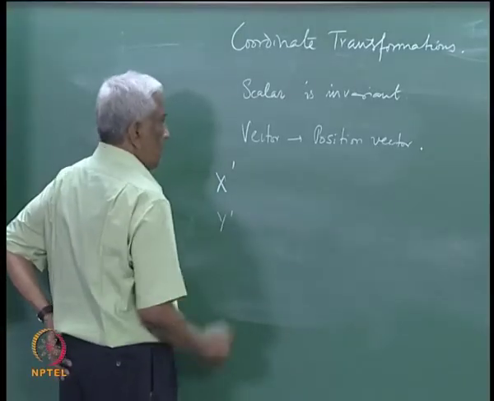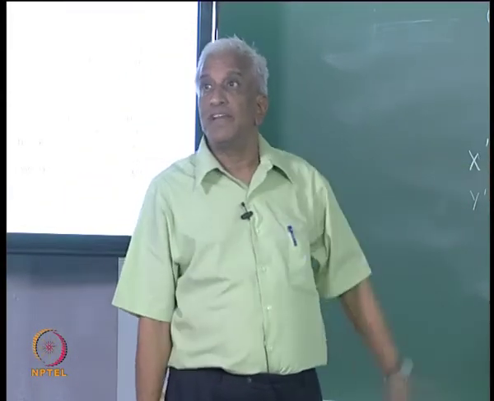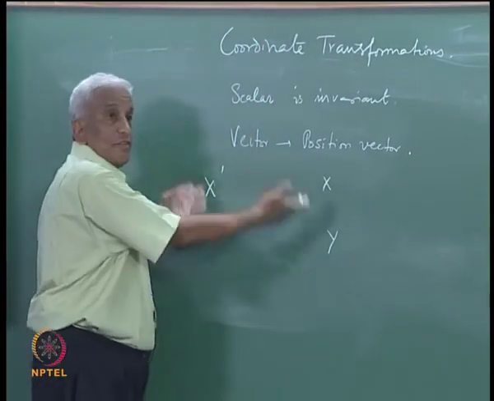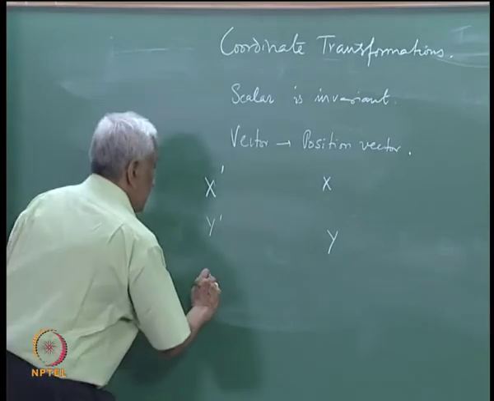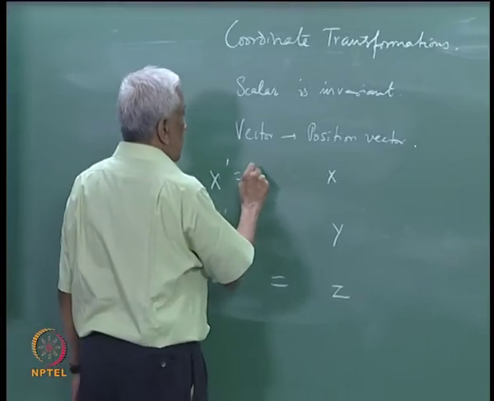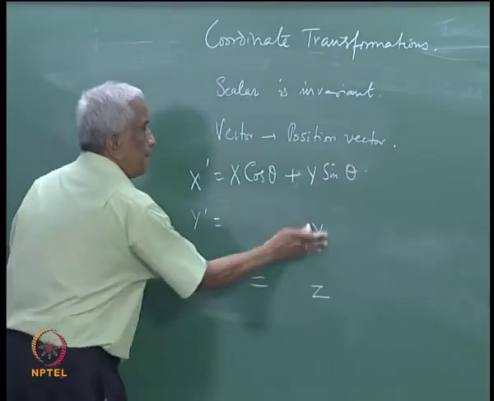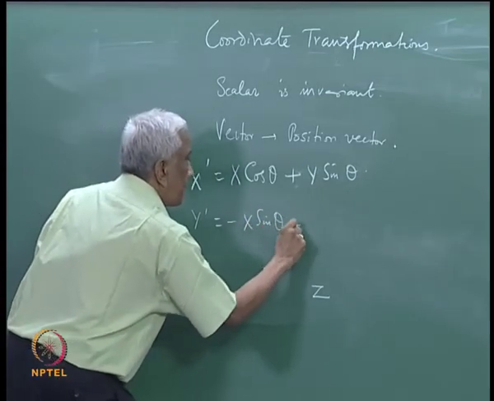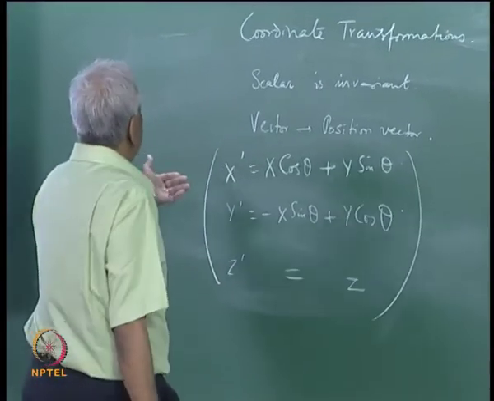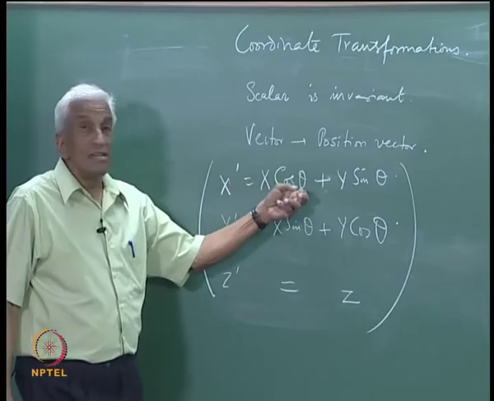So, we show the position vector under a coordinate transformation and we specify the position vector in terms of its components x prime, y prime and z prime, and x, y and z in the two reference frames, which are obtained by a rotation about the z axis. Since the rotation is about the z axis, the z coordinate remains the same, so we can simply write z prime equal to z, whereas the x prime and y prime are obviously related by equations of this form. These are the transformation equations which describe the transformation of the components x prime, y prime and z prime under a coordinate transformation, namely rotation by an angle theta about the z axis.